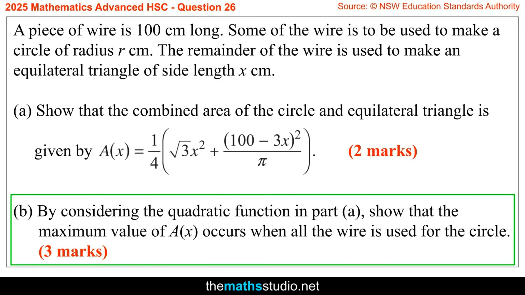Part B. By considering the quadratic function in Part A, show that the maximum value of A of x occurs when all the wire is used for the circle.